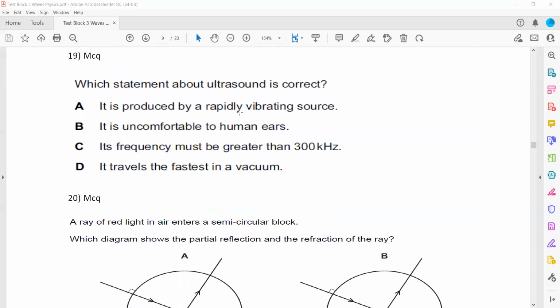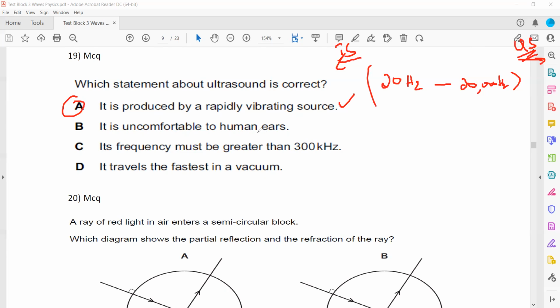In question 19, which statement about ultrasound is correct? The audible range for the normal human ear is 20 hertz to 20,000 hertz. So any sound which has a frequency more than 20,000 hertz, we call ultrasound. Less than that is infrasound. How is ultrasound produced? It is produced by rapid vibration, because if something is vibrating more, it will produce sound with a higher frequency. So A is the right answer.